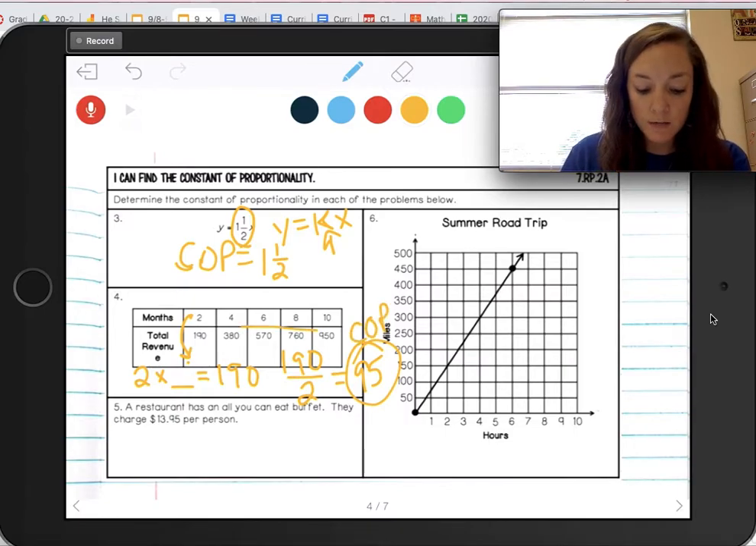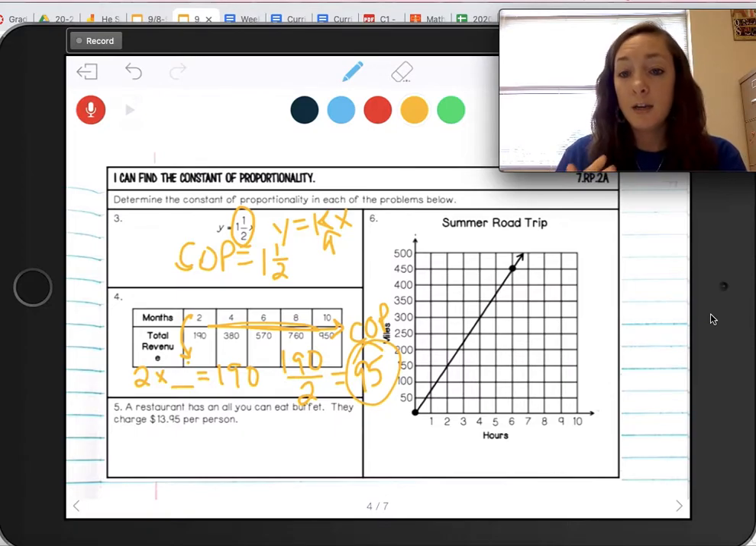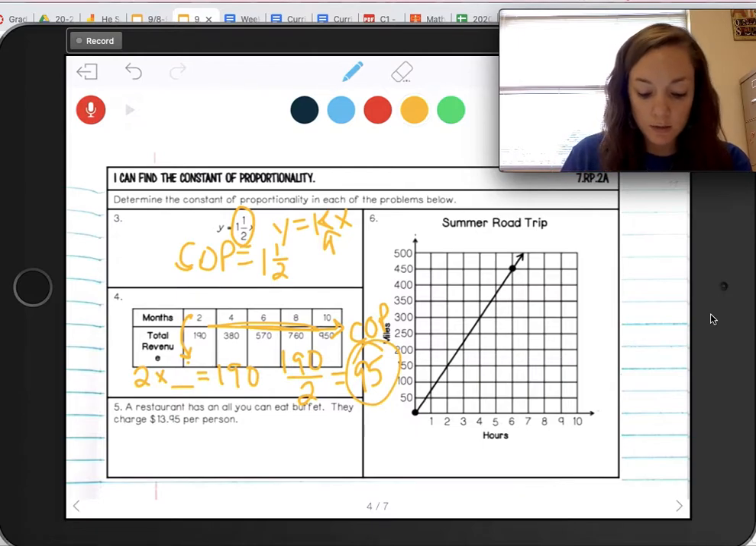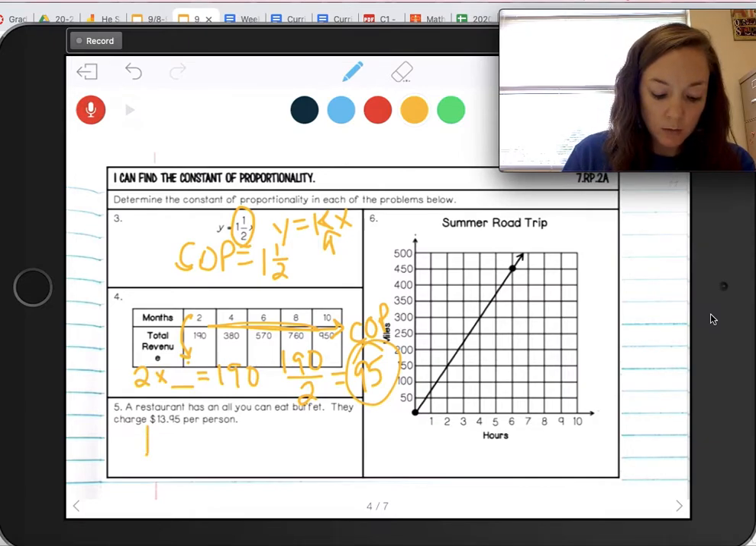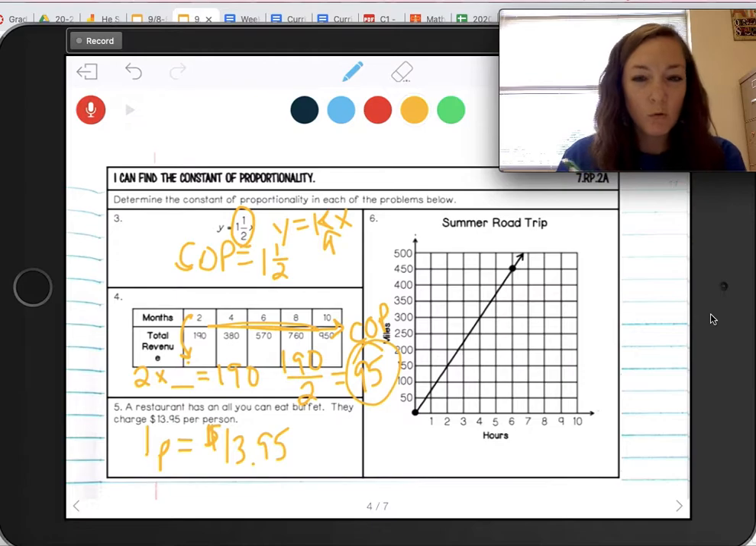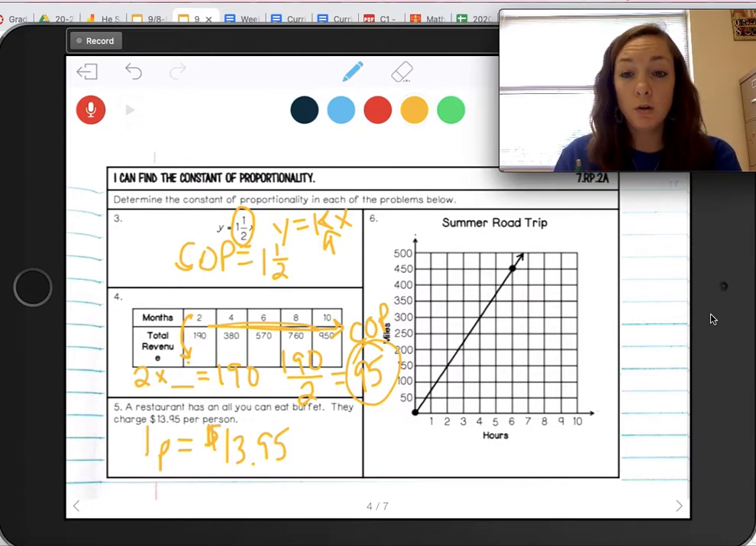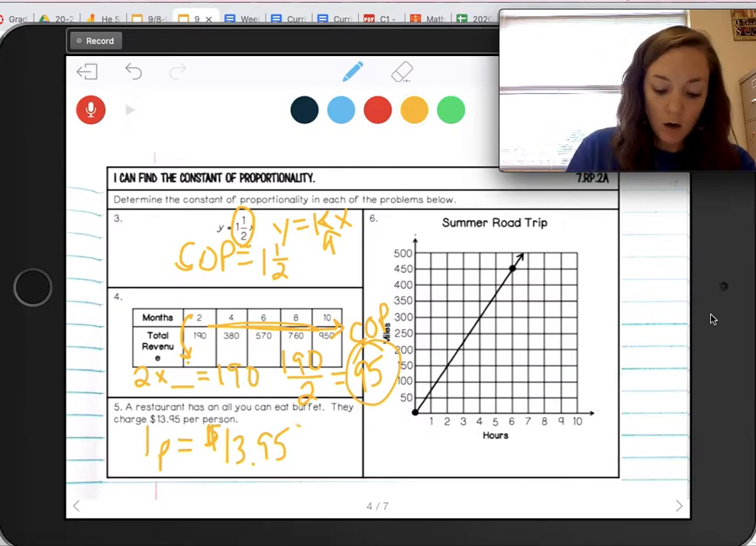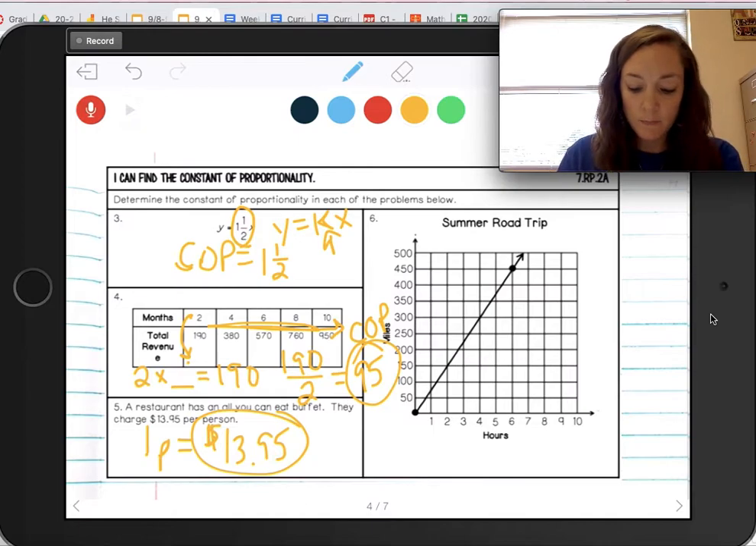And we're not going to do the rest of these simply because I know that it's a proportional table, but you may want to do that when you're practicing or when you're taking your quiz. So look at number 5. A restaurant has an all-you-can-eat buffet. They charge $13.95 per person. So for 1 person, it's $13.95. Well, remember, constant of proportionality is the unit rate, which means the amount for 1. So for 1 person, if it's $13.95, our COP is $13.95.